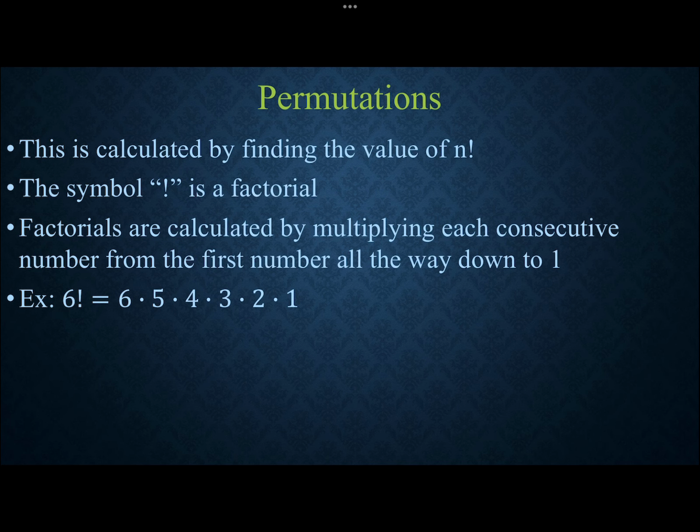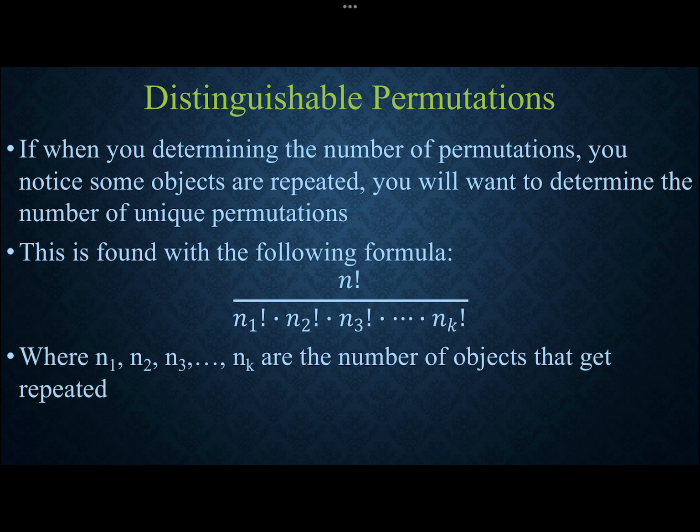So this is the idea where if I want to do 6 factorial, I'm doing 6 times 5 times 4, 3, 2, 1. It's all the consecutive numbers from that first number all the way down to 1 multiplying together. And again, the calculator video shows you where you can find this factorial symbol in your calculator, so make sure you are comfortable finding that.